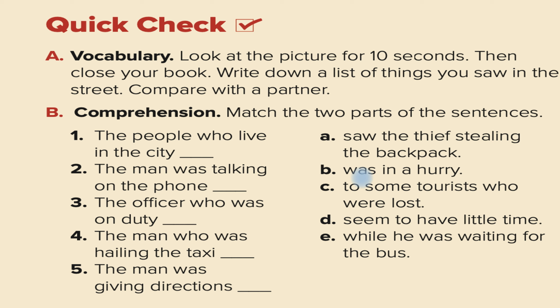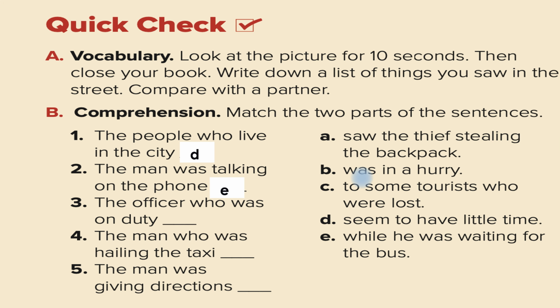Now as for the comprehension, you are supposed to match the two parts of the sentences. Number 1, the people who live in the city. So D, who seem to have a little time. Number 2, the man was talking on the phone. E, while he was waiting for the bus.